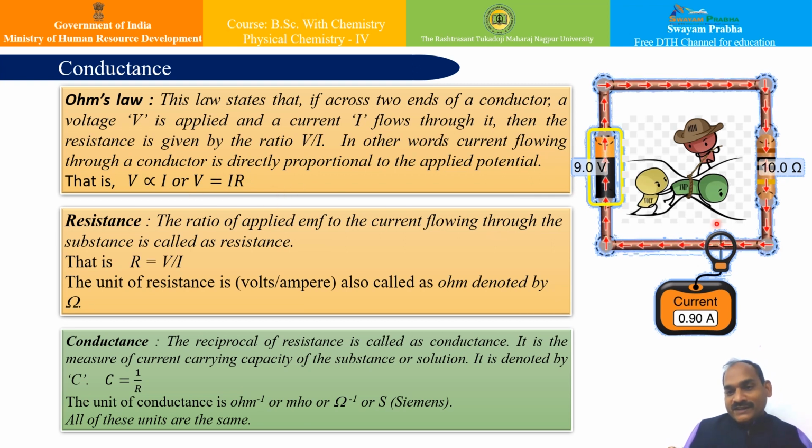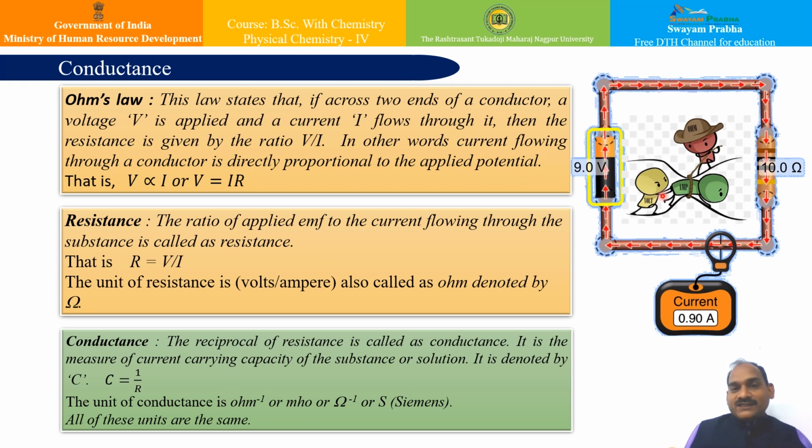You can see this figure. This animated figure gives you a clear idea. This is the potential which is forcing the current, and this is the resistance which is resisting the current to flow in this direction. This is the best way to understand this phenomenon.